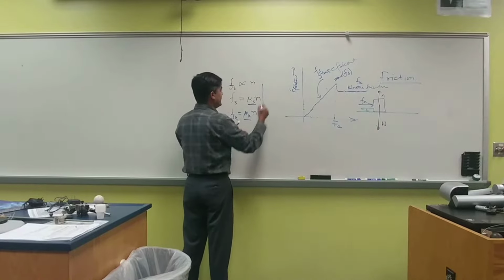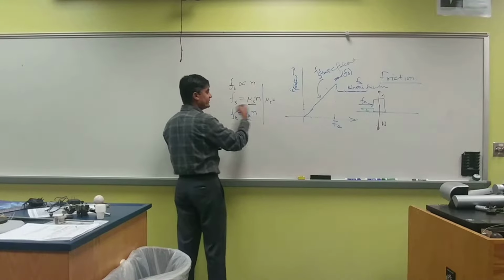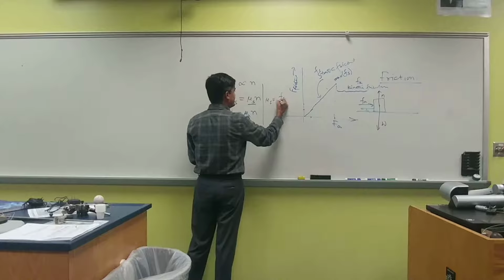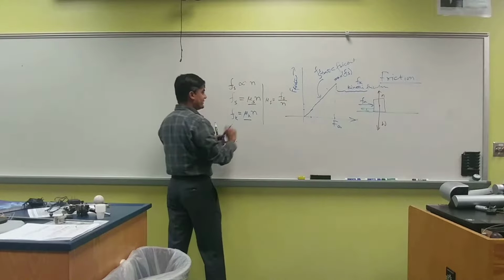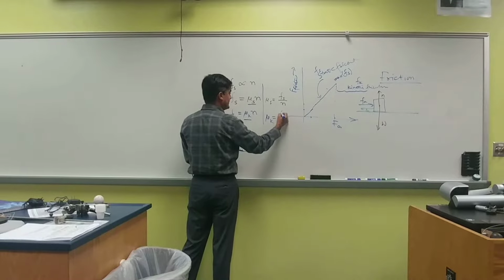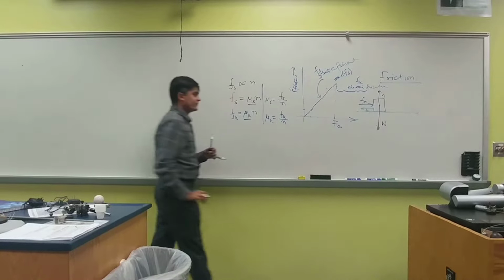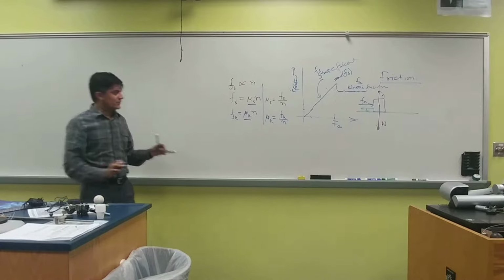Your mu S is equal to Fs divided by N, right? Mu K is also the same thing: Fk divided by N. Is that right? But the question here is what?